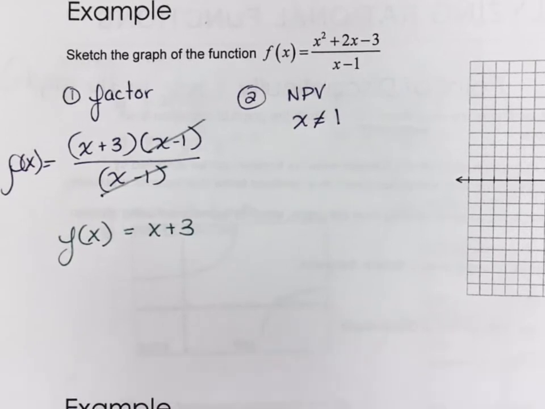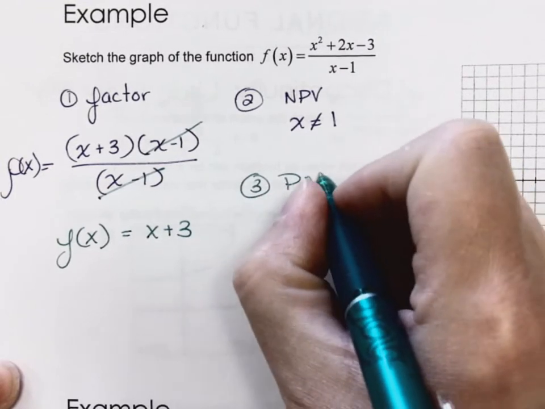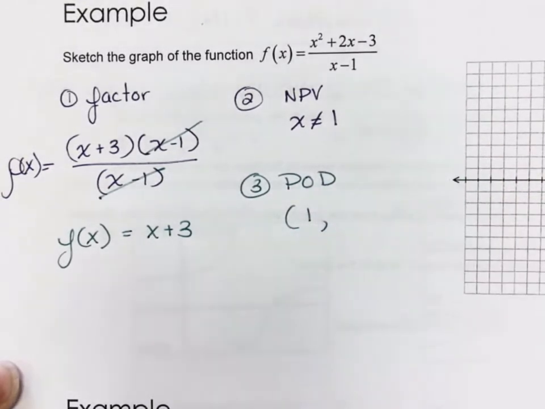A POD. Now I want to inform you that you can have asymptotes and PODs on the same graph. Yes, and you only canceled out one. The one that was left would be your asymptote. The one that you canceled out is your POD. So my POD is, what's my x value? 1. What's my y value?